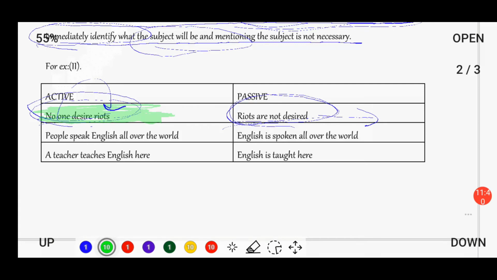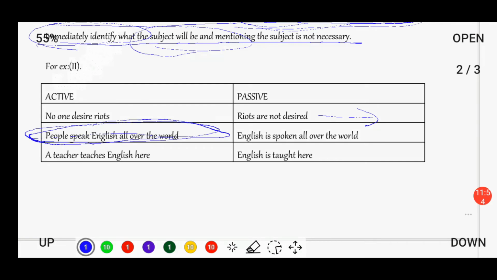Similarly, in the second sentence, marked with the purple color, what is written here is "People speak English all over the world." It is obvious that people speak English all over the world. We are confirmed, so in the second sentence we are not mentioning people, because we are already confirmed that English is spoken all over the world by people. So we are not writing "by people" because it is already clear to us.